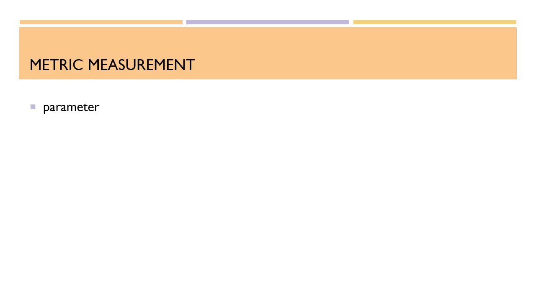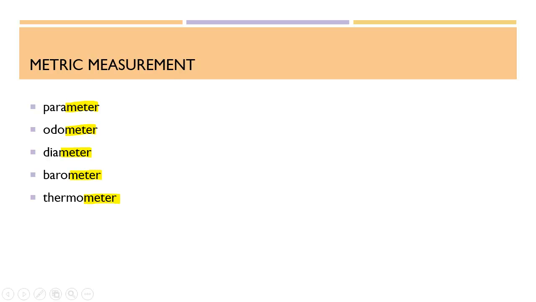We have parameter, odometer, diameter, barometer, and thermometer. All of these words have in common the fact that they end in the word meter. Meter is a suffix that means to measure, and we'll be coming back to that word meter later on.